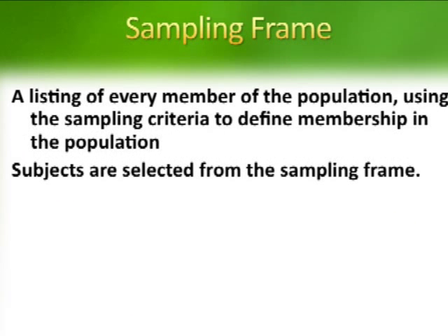Well, how in the world do we get this representative sample? Well, one of the first things you have to do is create a sampling frame. That is a listing of every member of the population using the sampling criteria to define membership in that population, and then the subjects are selected from the sampling frame.